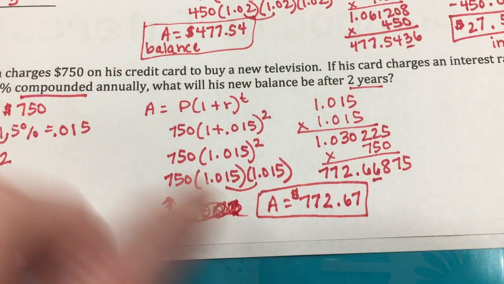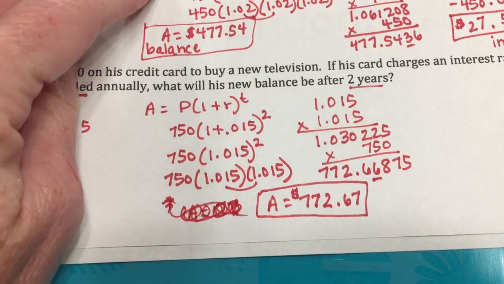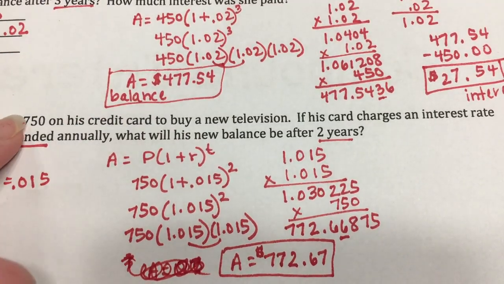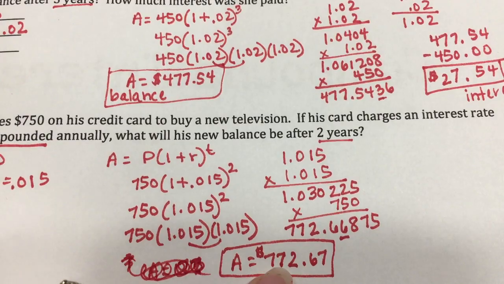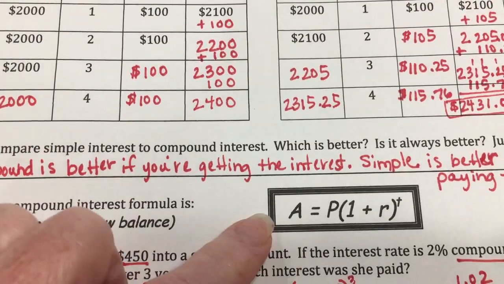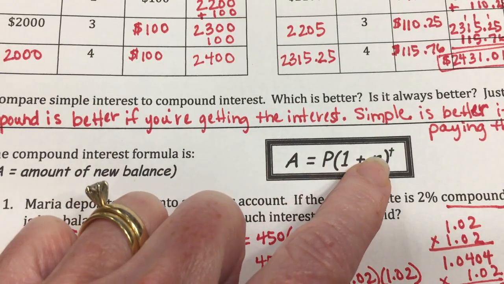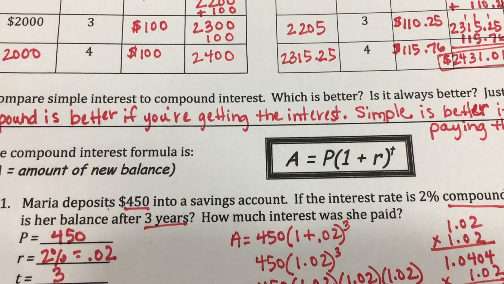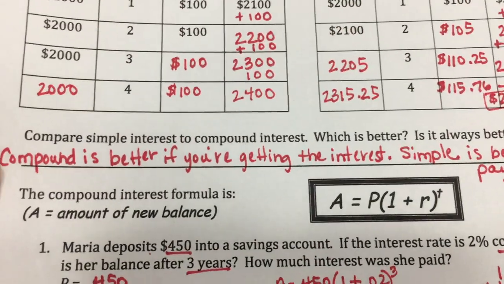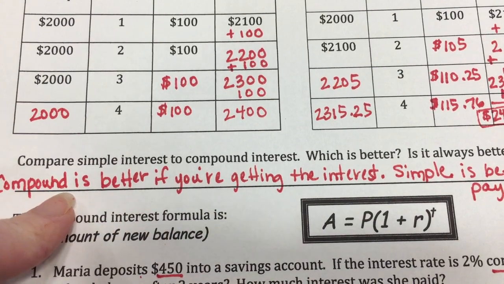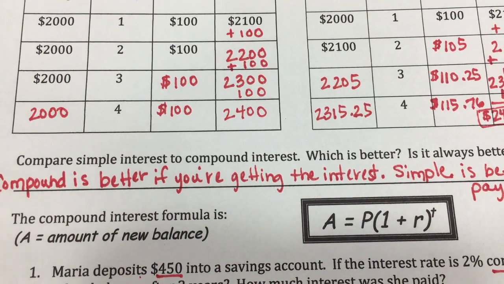But if they had a question like the last one, if they asked specifically, what's the interest, then I would take this amount and just subtract the $750 to find the interest only. So compound interest uses the formula right here: A equals P times 1 plus R to the power of T. And again, compound and simple interest, which one is better depends on whether you're being paid the interest or you're paying the interest.